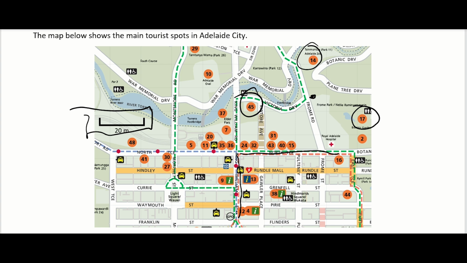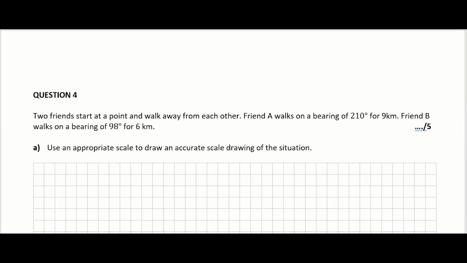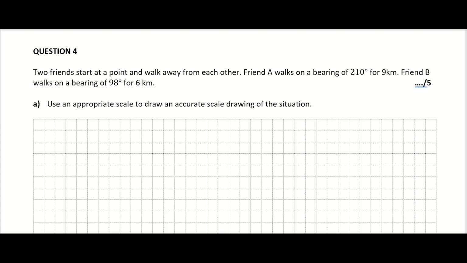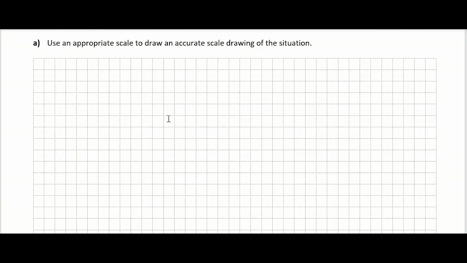Now, this one is going to get a bit tricky for me because I obviously can't do this on my screen, but I'm going to try my absolute very best to just use freehand. A friend walks on a bearing of 210 degrees. Use an appropriate scale to draw an accurate drawing of this situation. So my scale is going to be 1 to 10,000.